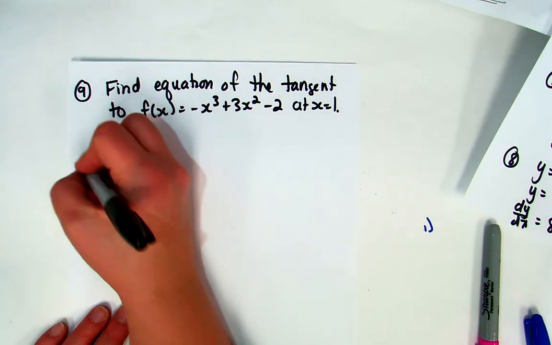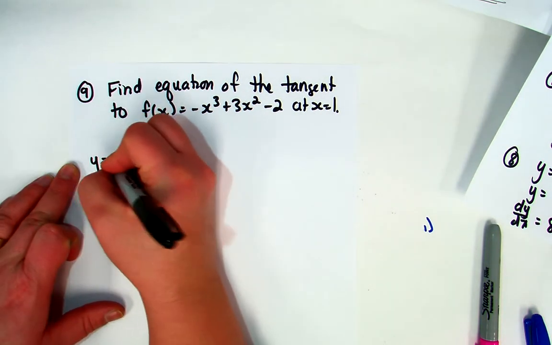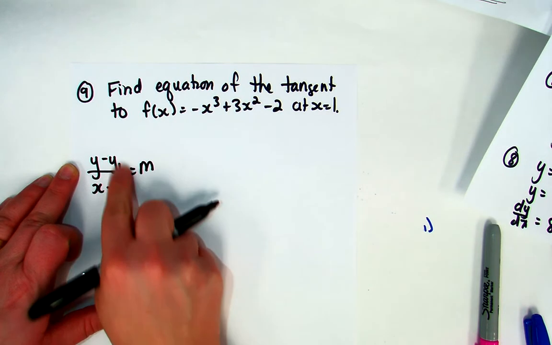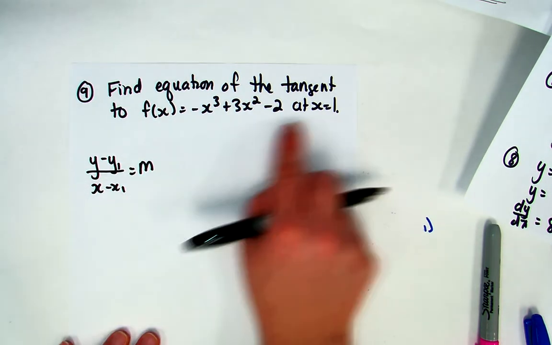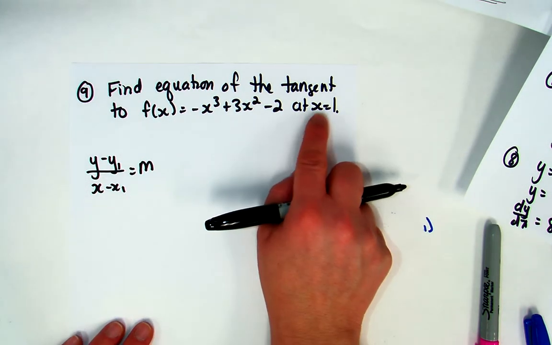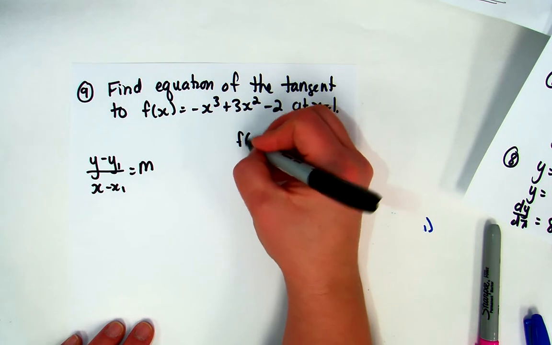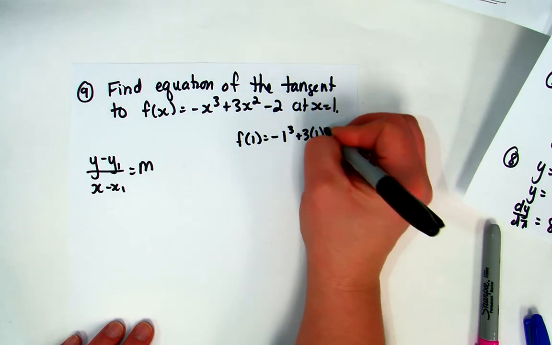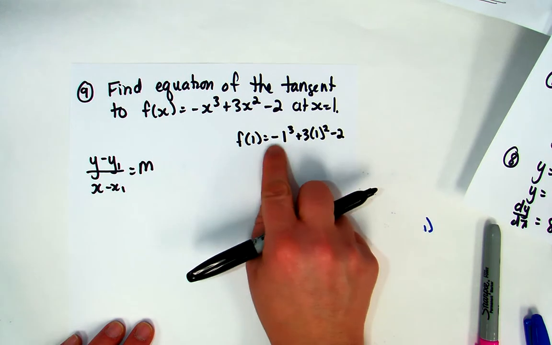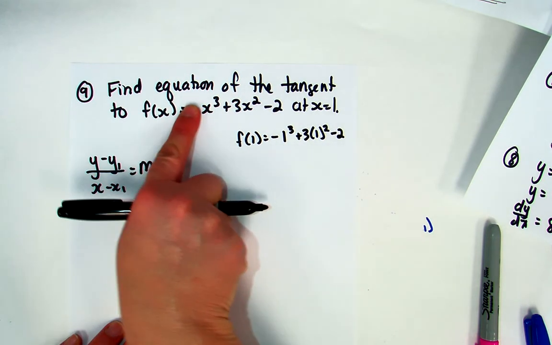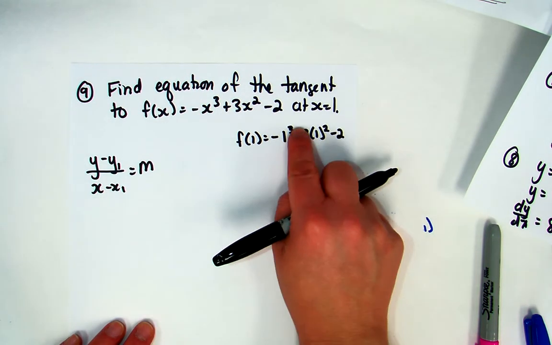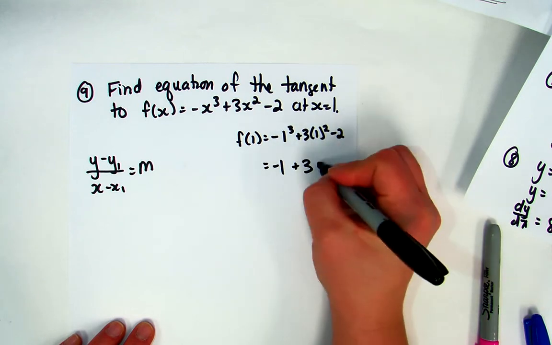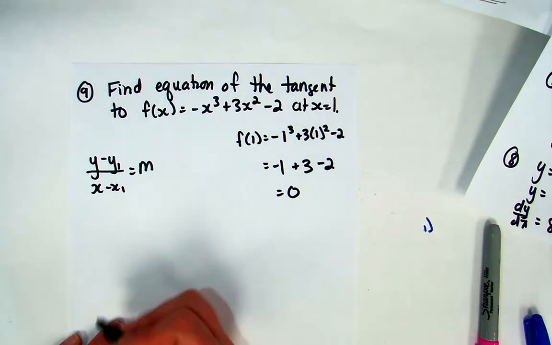Well, in order to find the equation of my tangent, I'm going to use my modified slope formula, where I just need a point on the graph and its slope. Well, I have an x, so I'm going to use that to find my y. So f at 1 is going to be negative 1 cubed plus 3 times 1 squared minus 2. Now, this is negative x cubed, so it means to cube the x first. So 1 cubed is 1, then I take the negative of it. That's going to be 3, and that's going to be minus 2, so that's 0.